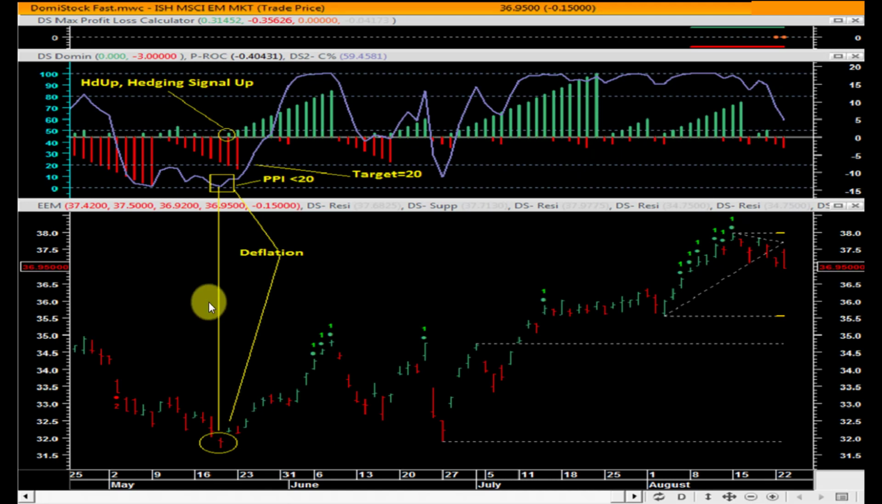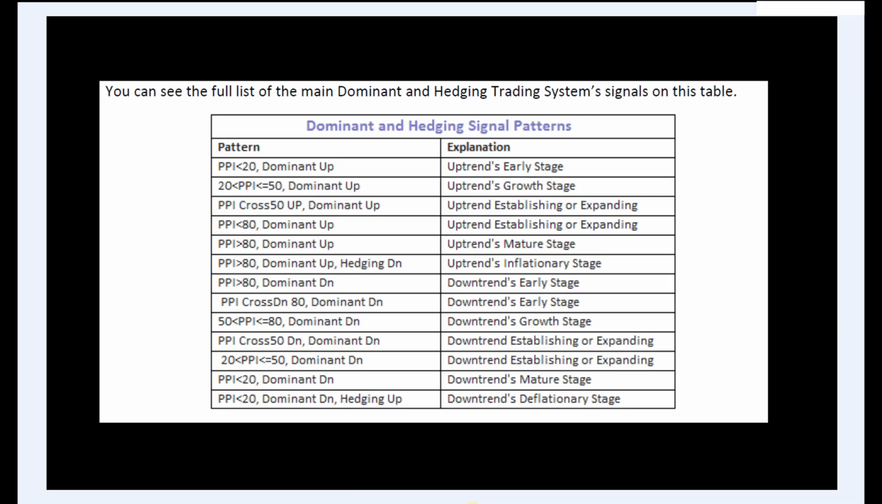When the price position indicator is below 20 and there is an up dominant trend, then a signal for an uptrend's early stage is produced. This signal is stronger if there is an up dominant trend and the price position indicator crosses above 20. In the same way, when the price position indicator is above 80 or crosses below 80 and there is a down dominant trend, that is a signal of an early downtrend. You can see the full list of the main dominant and hedging trading systems signals on this table.